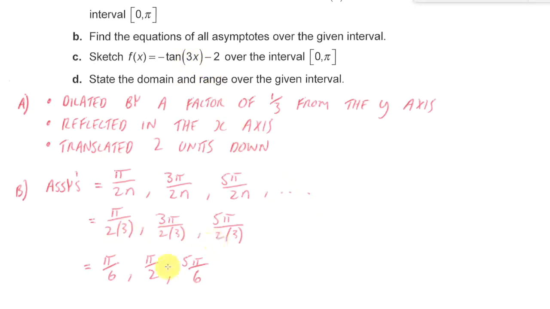So you can see there that that will generate pi on 6, pi on 2, 5 pi on 6. I could keep on going to get 7 pi on 6, but 7 pi on 6 will be greater than pi, because pi itself is 6 pi on 6, so we don't need that asymptote. We only got 3.